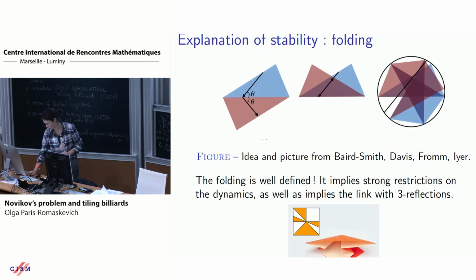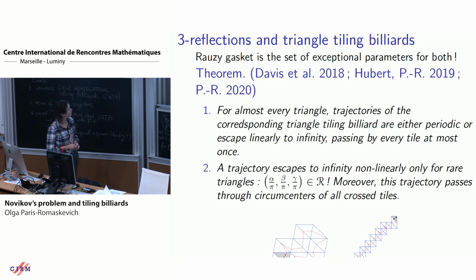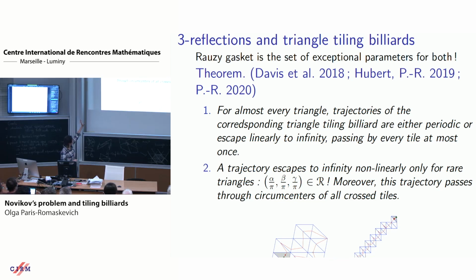So let me state the following theorem. This we have seen in the movie, we have seen triangle tiling billiards. Let me state a theorem about qualitative behavior of these billiards. So for almost every triangle, no matter which triangle you take, almost always, all of your trajectories will be either periodic, will close up, will be actually simple closed curves, or they will go to infinity in a linear way. They will look as deformed lines. This is a generic case.